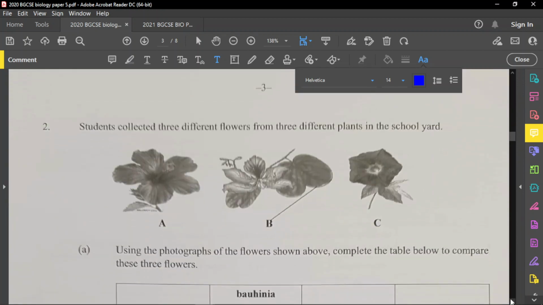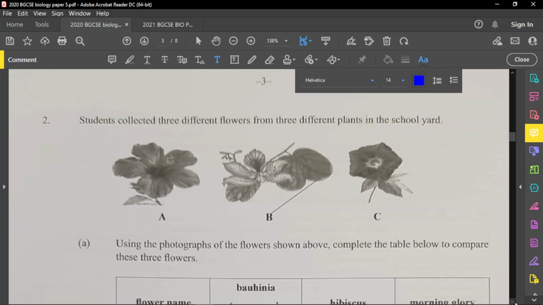Question number 2. I put this in this kind of shade so we can see the pictures clearly. If it was darker than this, you won't see it so properly. So you notice the shade of the background changed a little bit. For question number 2, a student collected 3 different flowers from 3 different plants in the schoolyard. You have flower A, B, and C. For part A, using the photographs of the flowers shown above, complete the table below to compare these 3 flowers.